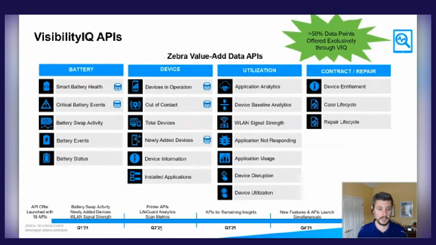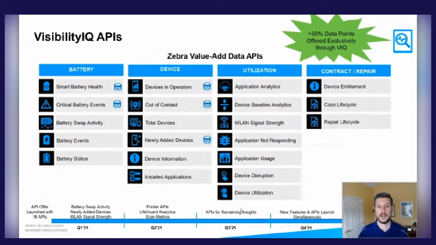Similarly, on the scan side, to be able to understand the number of scans performed and how many are successfully performing, so we can start looking at performance of that, and then identifying when there's issues around that. In Q3, we will have a full API offer that matches what we have within VisibilityIQ Foresight, and ultimately shifting towards an API first model. So we're in the catch-up phase right now.